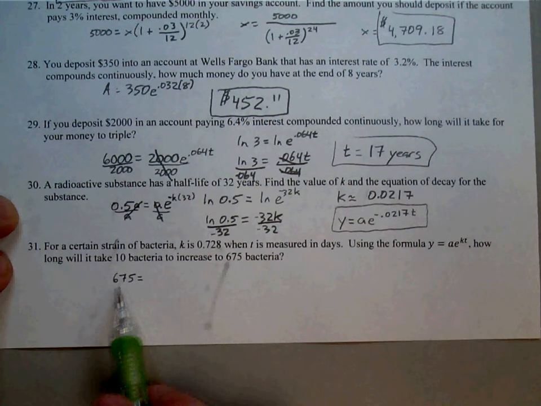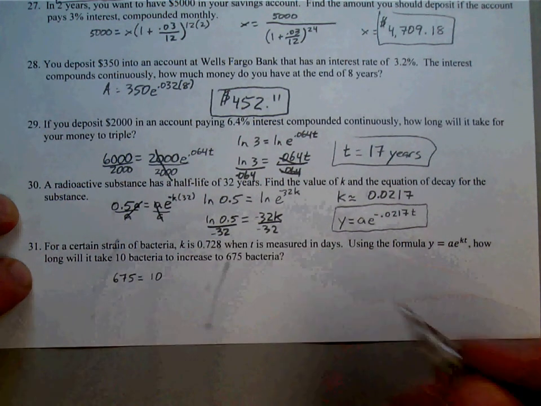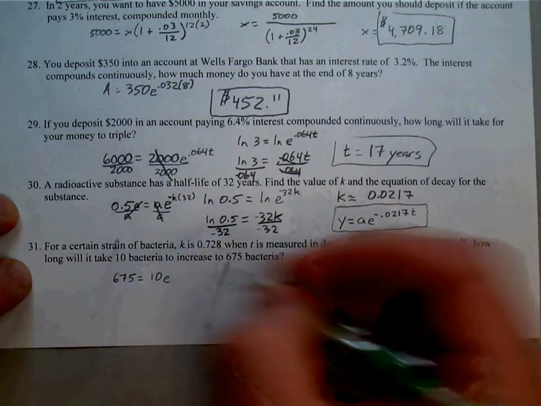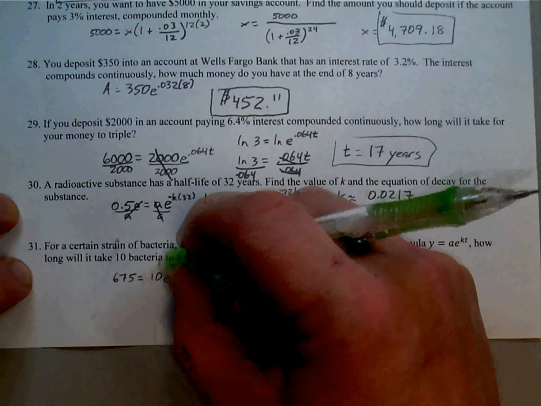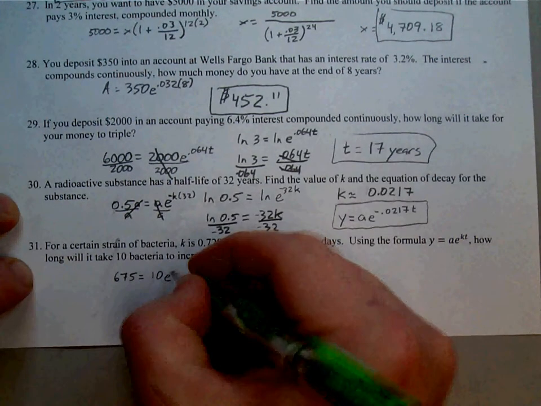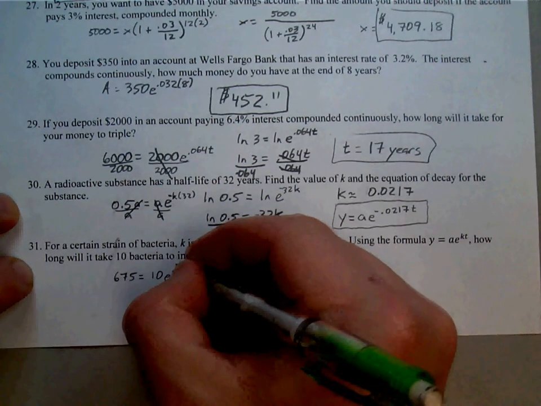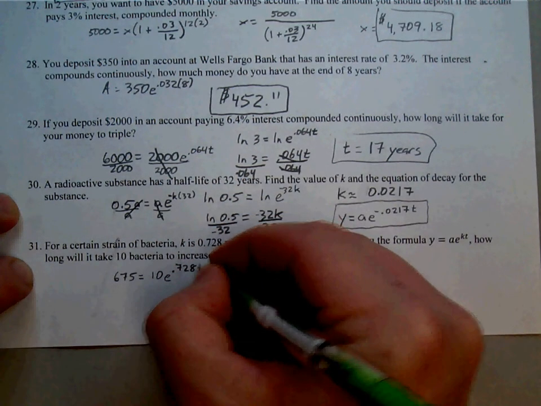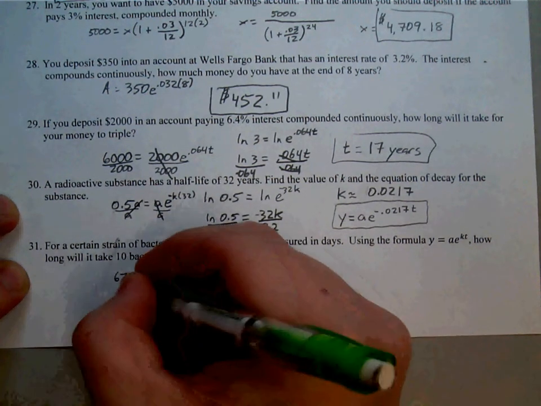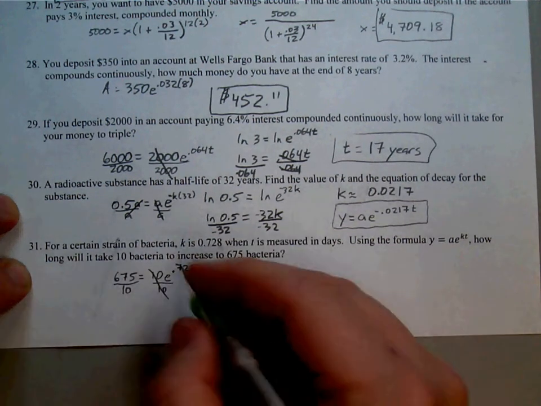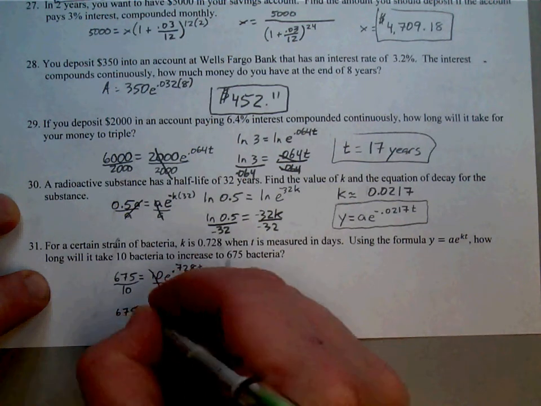So for a certain strain of bacteria, K is 0.728, where T is measured in days. Using the formula y equals A times E to the KT, how long will it take 10 bacteria to increase to 675? So down to number 31, we've got 675 is what we want to end with. We started with 10. We know the K value, 0.728. And we're trying to figure out what T is. That is measured in days. We're going to divide by 10. Even though I could divide them both by 5, I'm just going to leave it as a fraction.